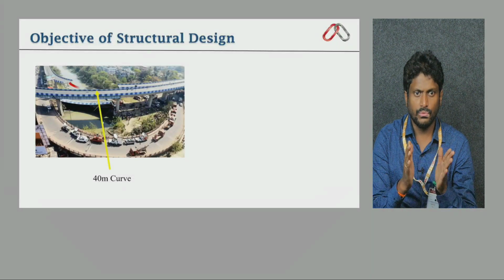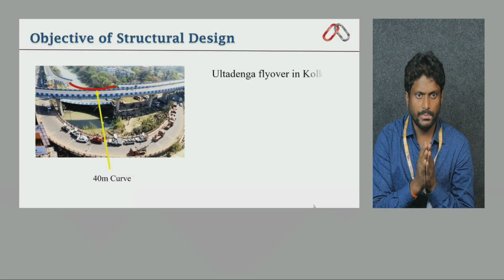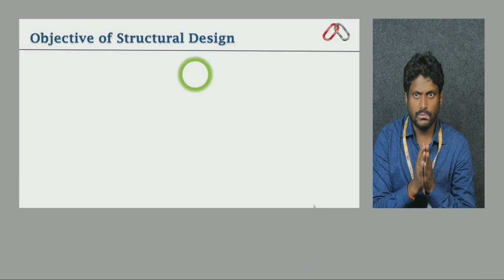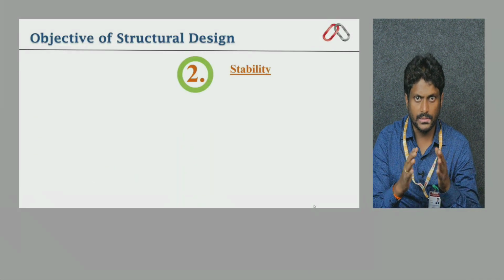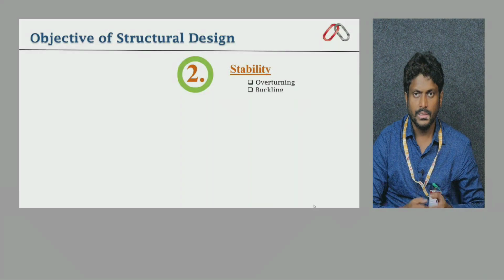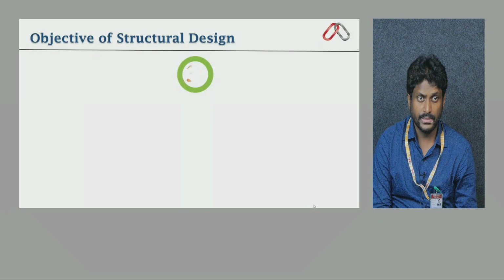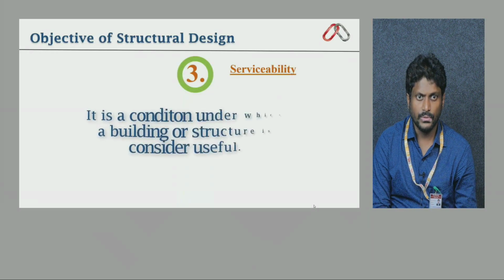Then there is a curve, you can see in the diagram, there is a 40-meter curve. That flyover has also fallen down. The reason was that it was not properly designed, because stability was not there. Then overturning, buckling, and sliding should be prevented. These are the main objectives, and even from the serviceability point of view, we have to be very careful.